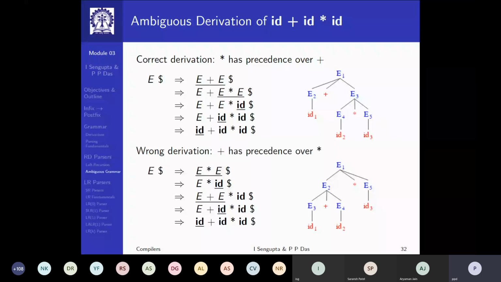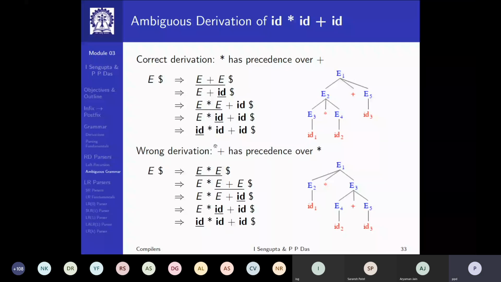If the grammar is ambiguous, then I have multiple syntax trees, multiple parse trees, and I have to choose the correct one. To make this correct choice, I'll use the precedence and associativity of operators. Just to show you another example, this is the expression ID star ID plus ID. You have one parse tree here, another parse tree here. Certainly this one is correct because star is lower. This one is wrong because plus is lower.